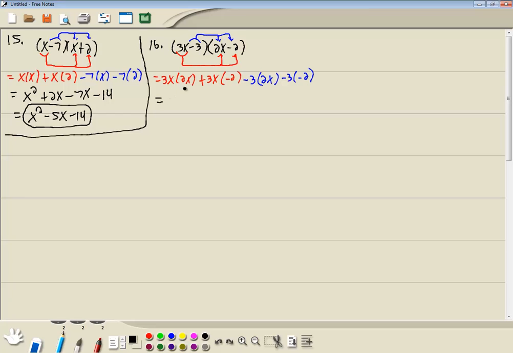My teaching it anyway. 3x times 2x is 6x squared. 3x times negative 2 is negative 6x. Negative 3 times 2x is negative 6x. And negative 3 times negative 2 gives me a positive 6. Which gives me, combined like terms, negative 6x is negative 12x. And that's my answer.